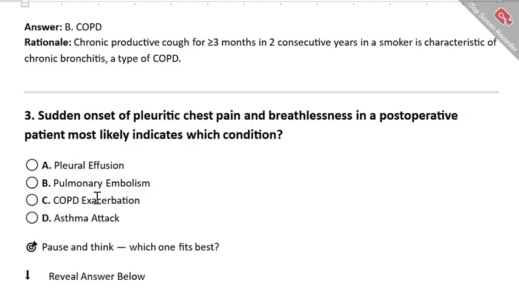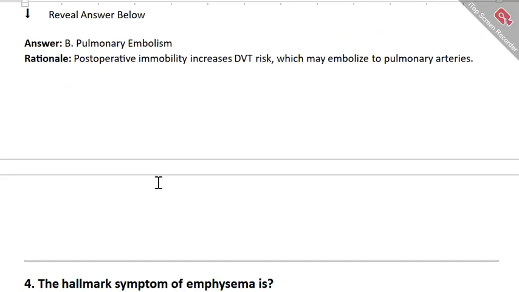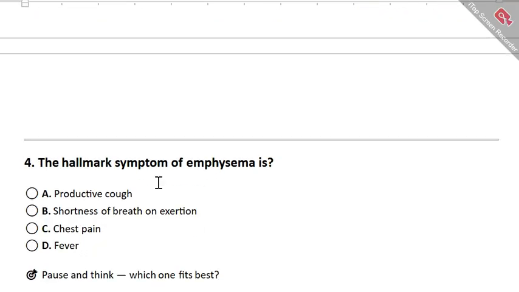Sudden onset of pleuritic chest pain and breathlessness in a post-operative patient most likely indicates which condition? In this scenario, the correct option is option B, pulmonary embolism. Let's move to the next question. Question number 4.